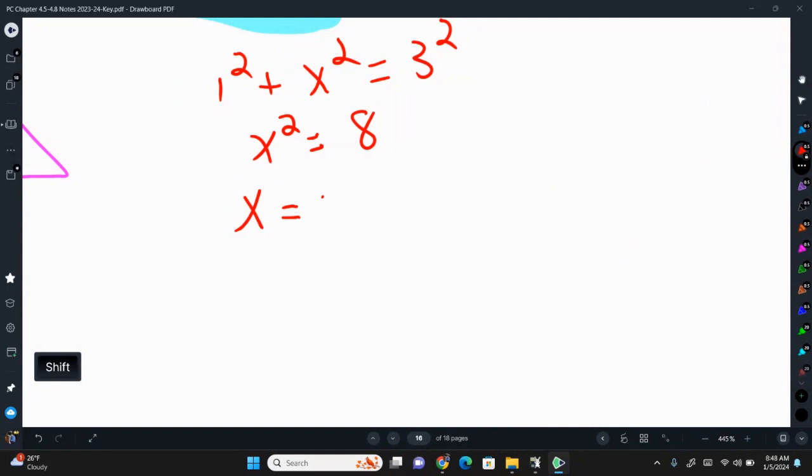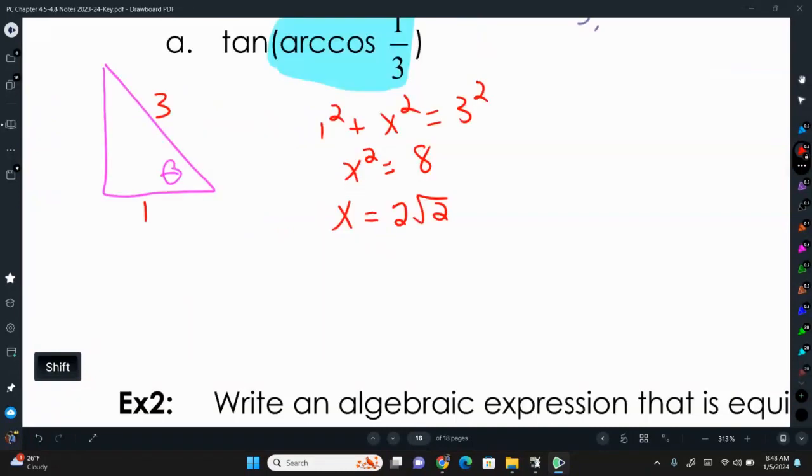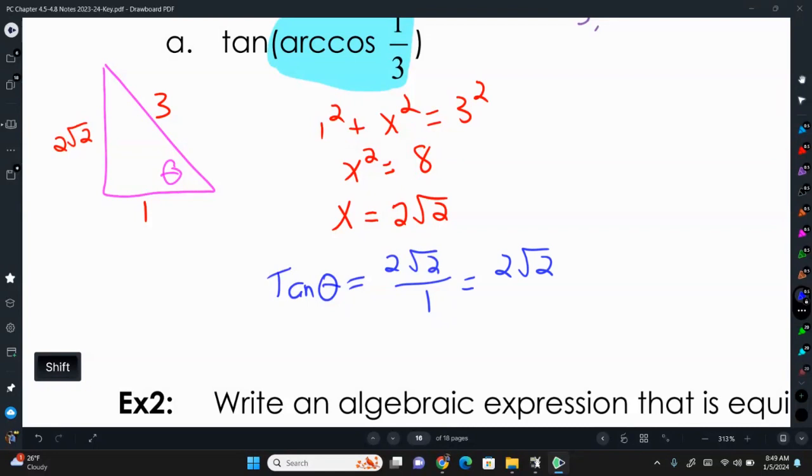the square root of 8 can be broken up into square root of 4 times square root of 2, so that's going to be positive 2 times the square root of 2. So that is going to be our opposite side here, 2 times the square root of 2. So that means our tangent is the opposite, 2 times the square root of 2, over the adjacent 1, which is just 2 times the square root of 2. So like I said, we've done this before. It's just written a little bit differently now.